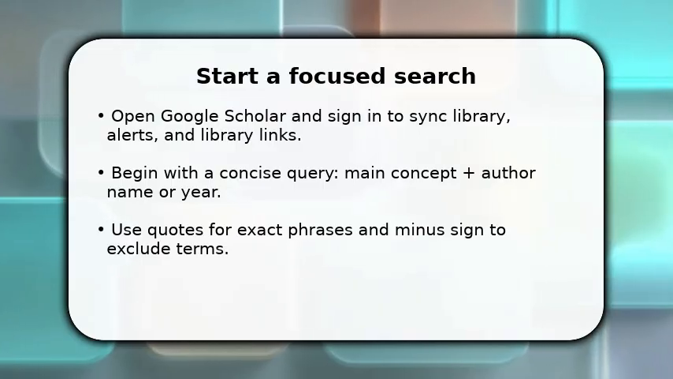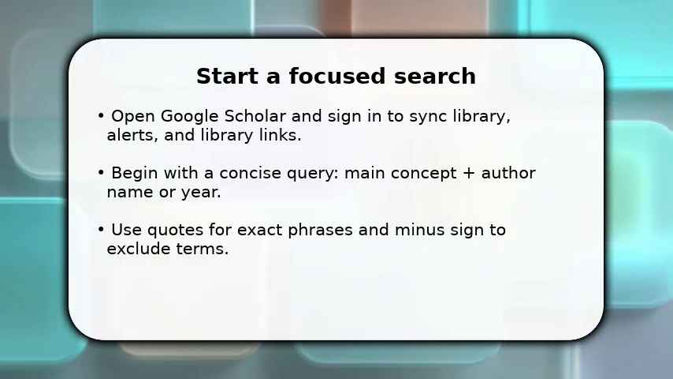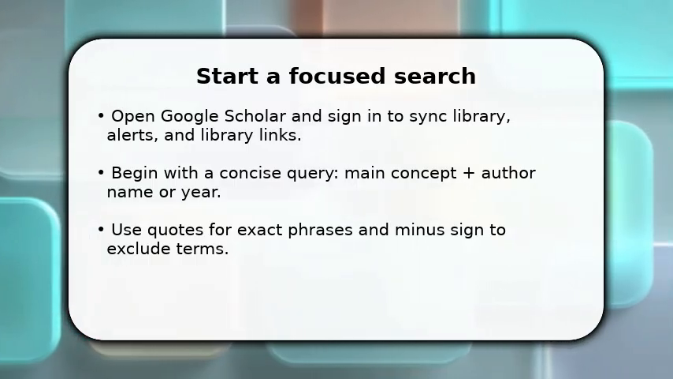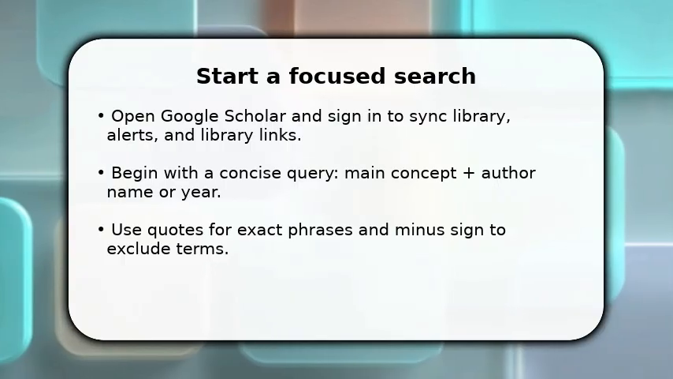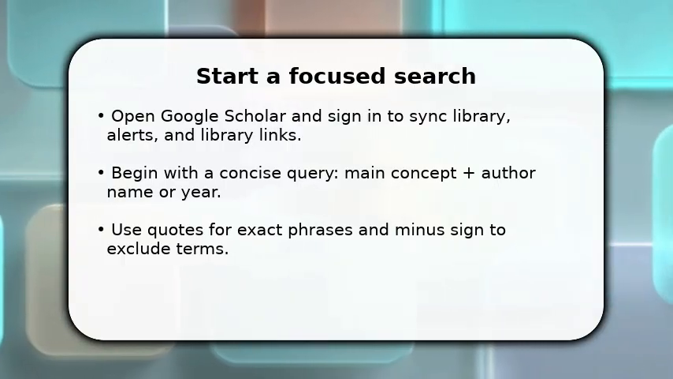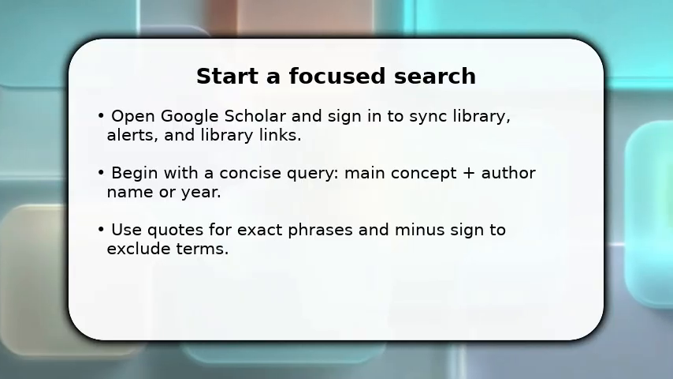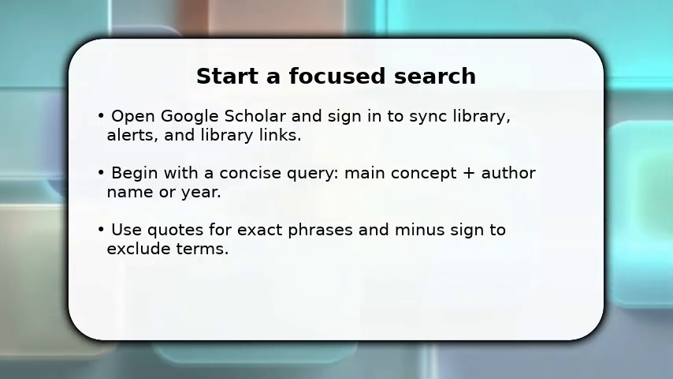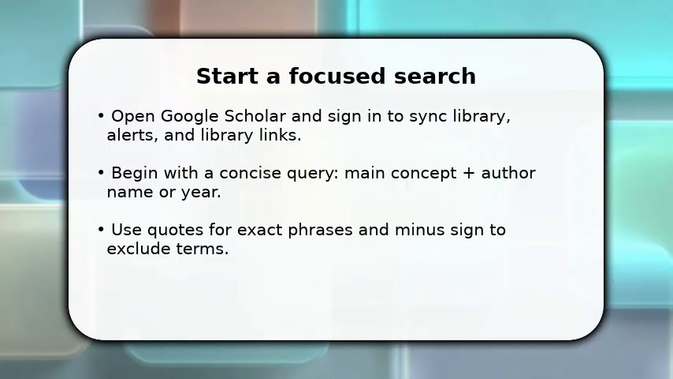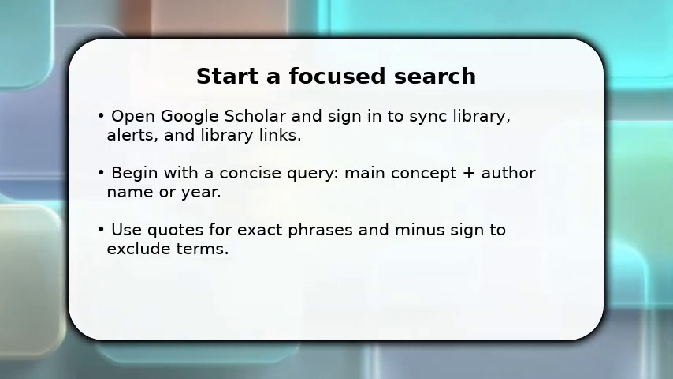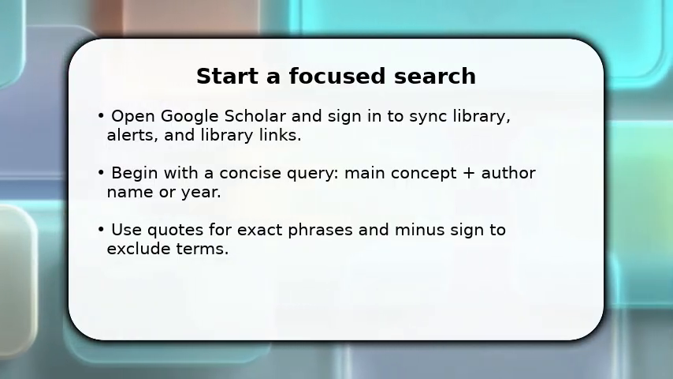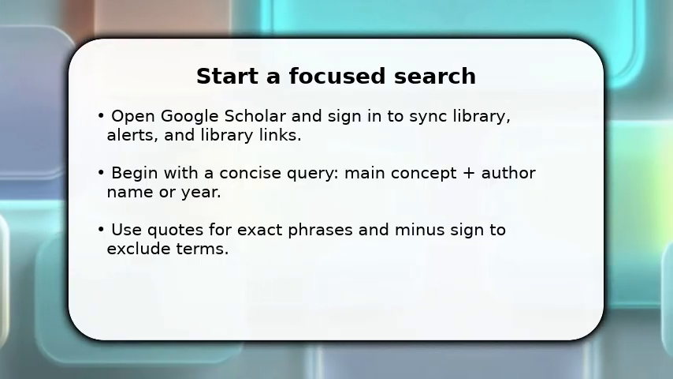You begin by opening Google Scholar and signing in so your library and alerts sync across devices. Start with a focused query, main concept plus an author or year to narrow results quickly. Use quotation marks for exact phrases and the minus sign to exclude irrelevant topics. Once done, glance at the snippets and cited by counts to spot influential papers.